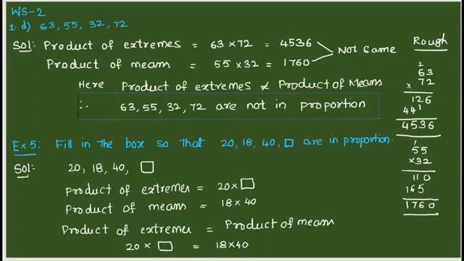To find the unknown number, the required number, what we have to do? We have to divide the product of means by the remaining number, that is 20. So we can write that the required number is equal to 18 into 40, this is the product of means, divided by the remaining number, that is one of the extremes, that is 20.